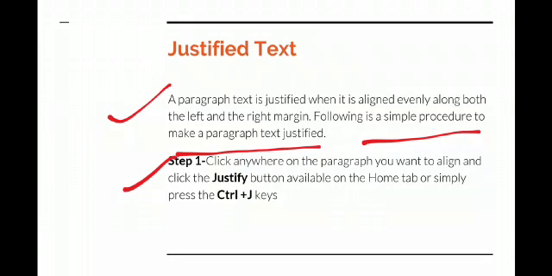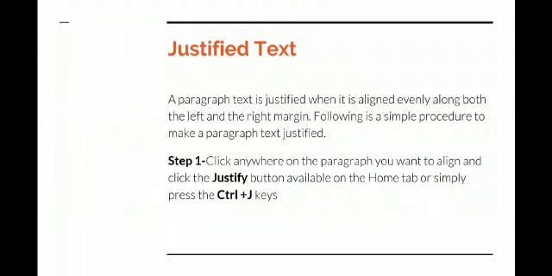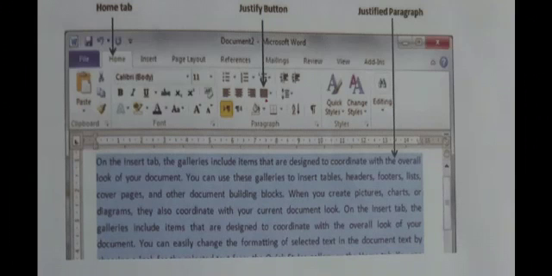Step 1. Click anywhere on the paragraph you want to align and click the Justified button available on the Home tab, or simply press Ctrl plus J. You have seen the justified alignment over there. In these slides, Home tab, Justify button you have applied on the selected text, justified paragraph.